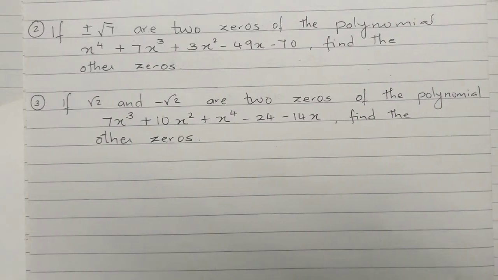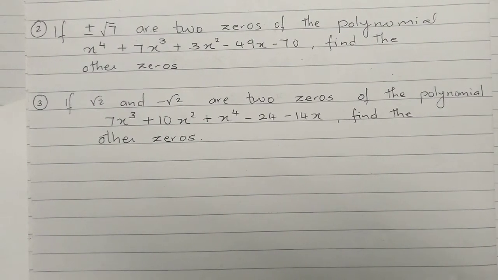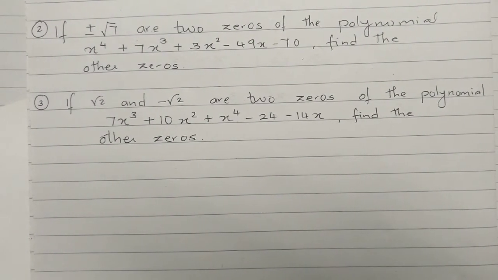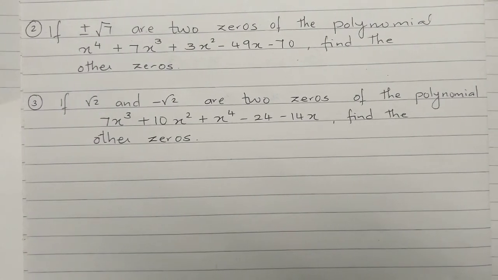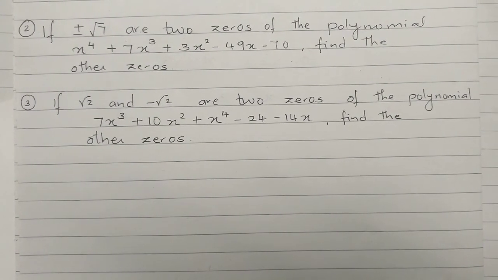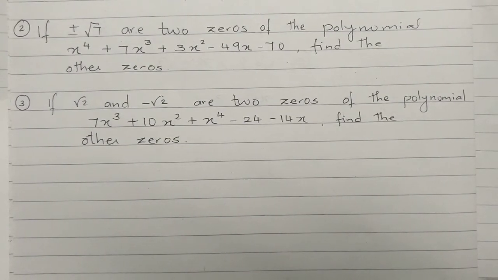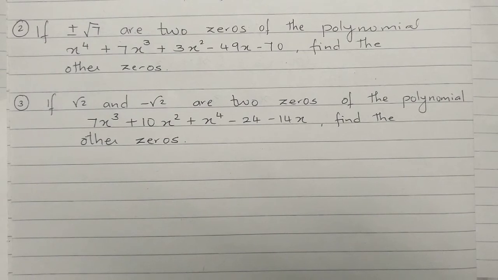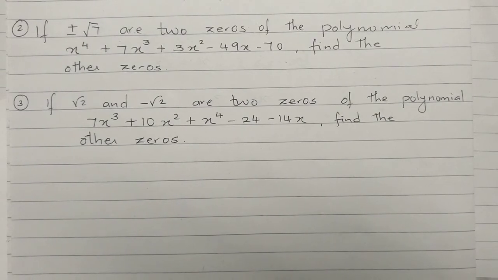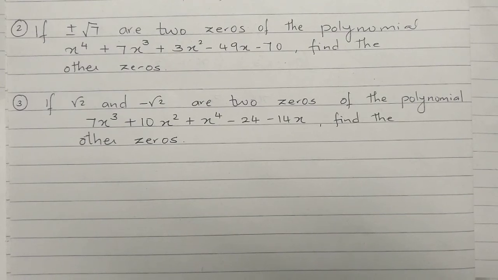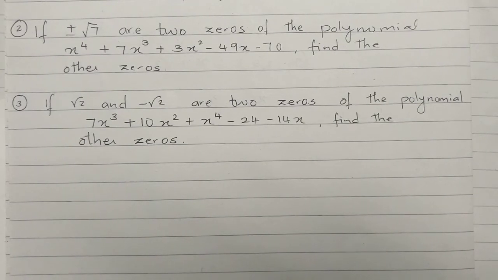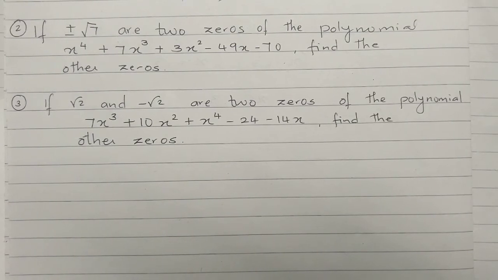You can try these two problems for practice. If plus or minus root 7 are two zeros of a polynomial x raised to 4 plus 7x raised to 3 plus 3x square minus 49x minus 70, find the other zeros. And here root 2 and minus root 2 are two zeros, and the polynomial is 7x raised to 3 plus 10x raised to 2 plus x raised to 4 minus 24 minus 14x. Try this and I'm sure you'll be good at it.